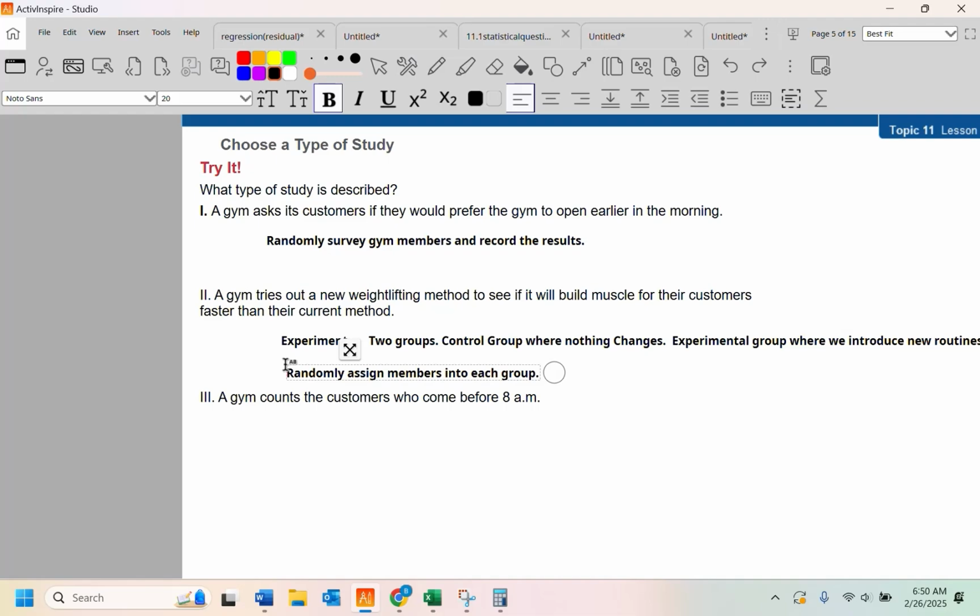A gym counts the customers who come before 8 a.m. Now, if you go to a gym, there's usually somebody at the desk. You have no idea what they're doing behind that desk. But you wouldn't know that they're actually doing a study right now. What they're doing is they're observing, an observational study. You just observe, you record the results.